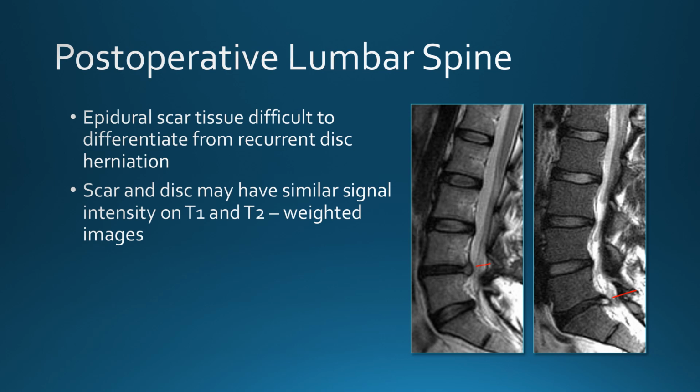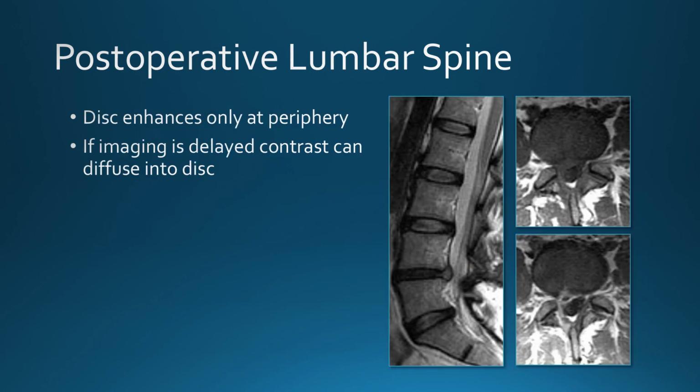In the cases where it's hard to tell, contrast can help. So the disc enhances only at the periphery. So this is a recurrent disc herniation at L4-5. And we can see on the axial images, the enhancement just at the periphery of the disc, and the central portion of the herniation does not enhance with contrast.